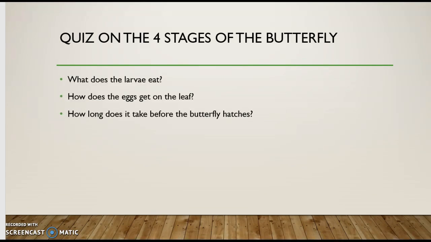After that, we can take a short break and do a quiz on the 4 stages of the butterfly. We'll discuss with them in a fun way: what does the larva eat? How do the eggs get on the leaf? How long does it take before the butterfly hatches? Just some introductory questions, not too many, just to see if they were paying attention and got the gist of what they heard.